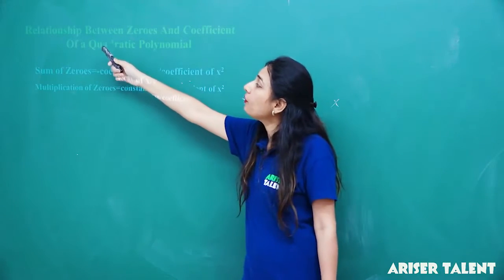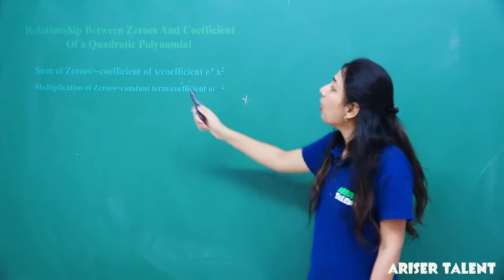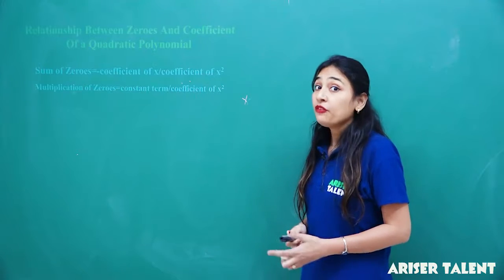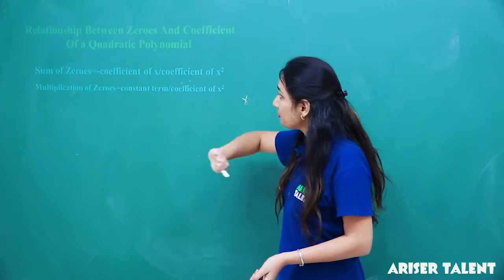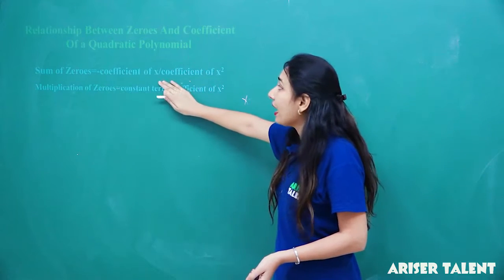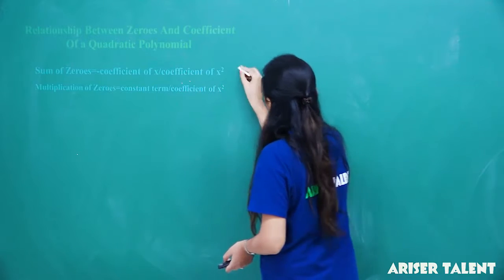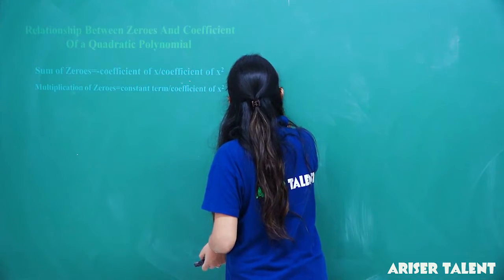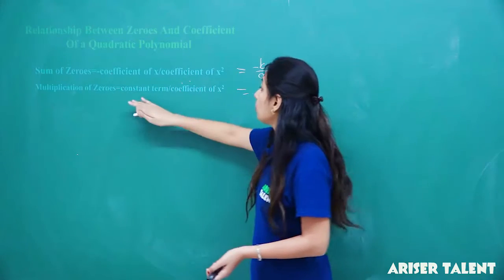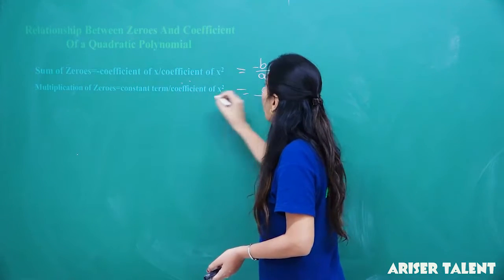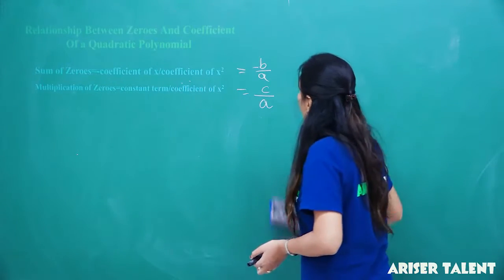Now, we have read the relationship between zeros and coefficients of a quadratic polynomial, where we found that the sum of zeros equals minus the coefficient of x upon the coefficient of x square, and we also wrote it like this, minus b by a. The product of zeros equals the constant term, that was c, upon the coefficient of x square, that was a. We have read these formulas also.